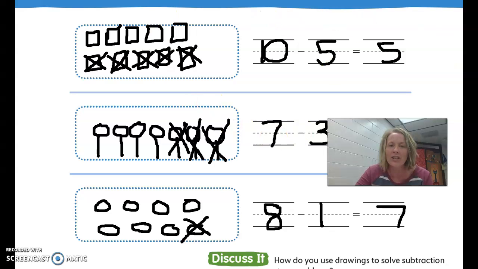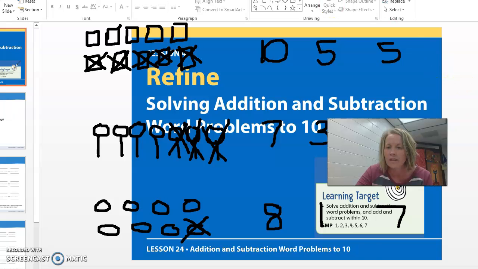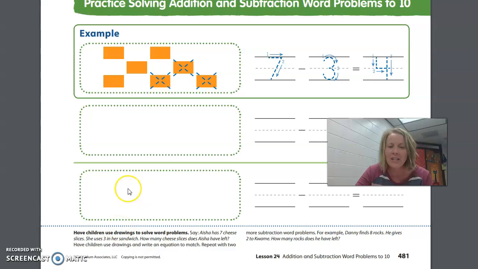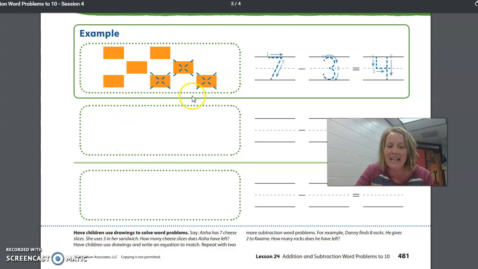We're going to finish up those workbook pages. All right. So we should be on a page that looks like this. Can you find that page? Now there's already a problem done for us. So Asia has 7 cheese slices. She used 3 in her sandwich. How many cheese slices does she have left? You're right, she has 4 because 7 take away 3 equals 4.